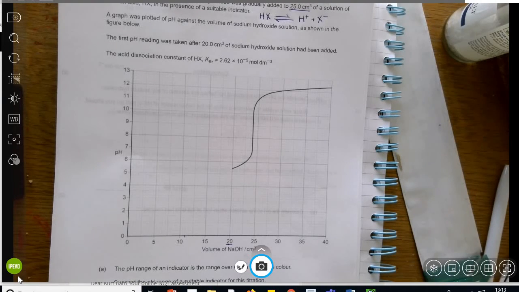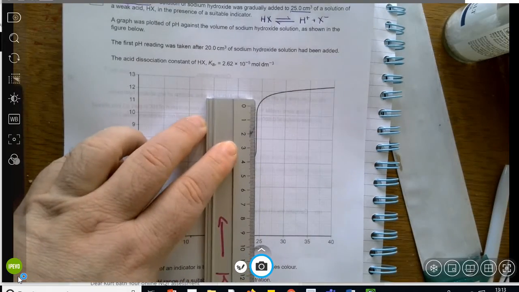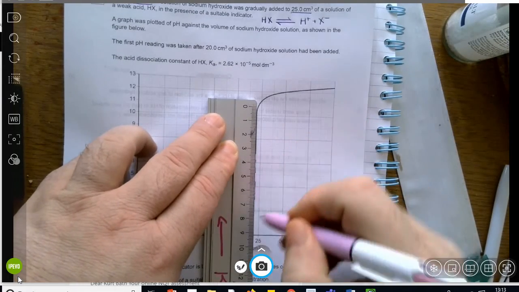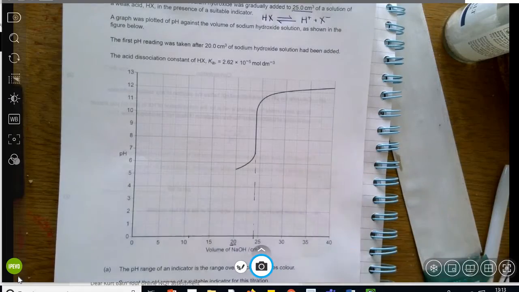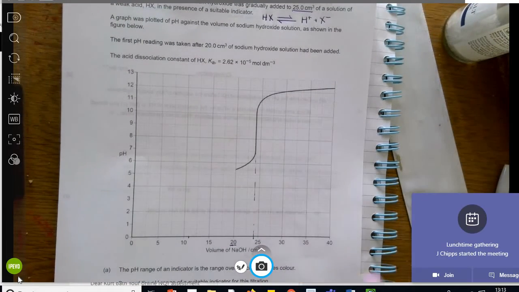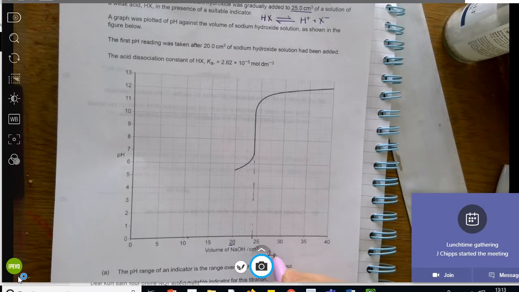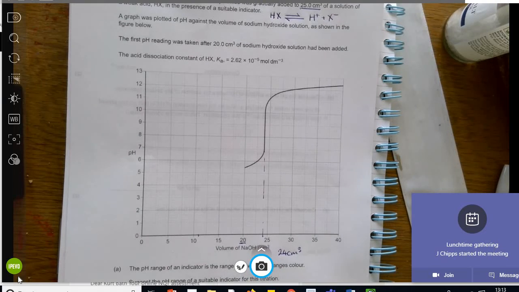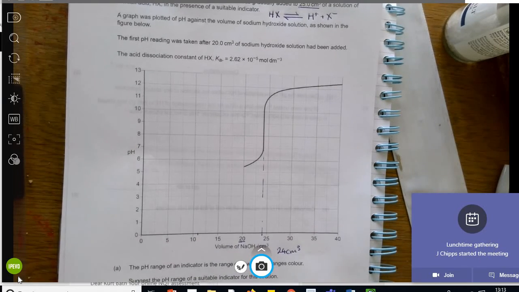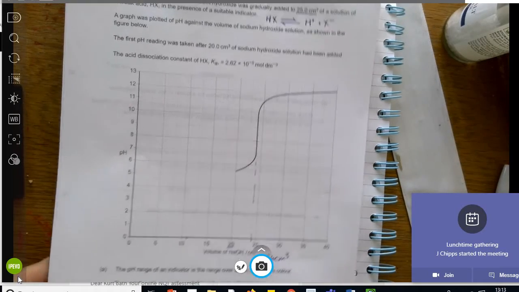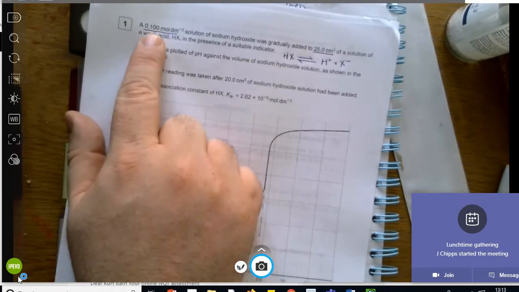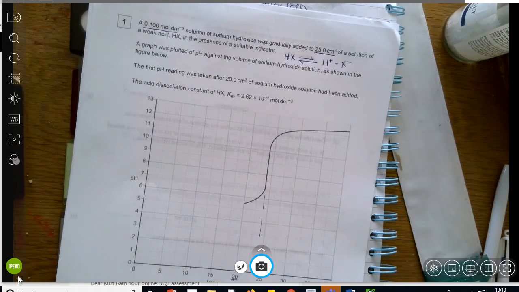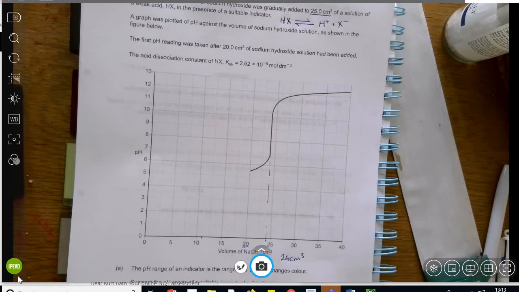Now, this will mean that I have to work out what the volume is for this point. So I'm going down, and that to me is looking straight away at 24 centimeters cubed. So that's giving me some of the information. I now know from this that I took 24 centimeters cubed of 0.1 mole per decimeter cubed sodium hydroxide. So I've got two pieces of information there.